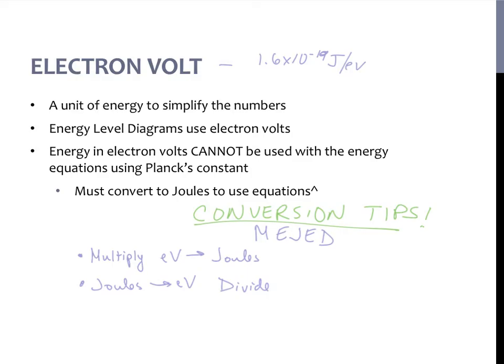So if you're going from electron volts to joules, which is what is most common, so you pick a number off the energy level diagram, it's in electron volts, you've got to convert it to joules to use those Planck's constant equations. So you're going from electron volts to joules, which is what this MEG part is, you multiply. But going from joules to electron volts, you divide, again by this number. So this number goes on the bottom. So you're either multiplying or dividing by this number.